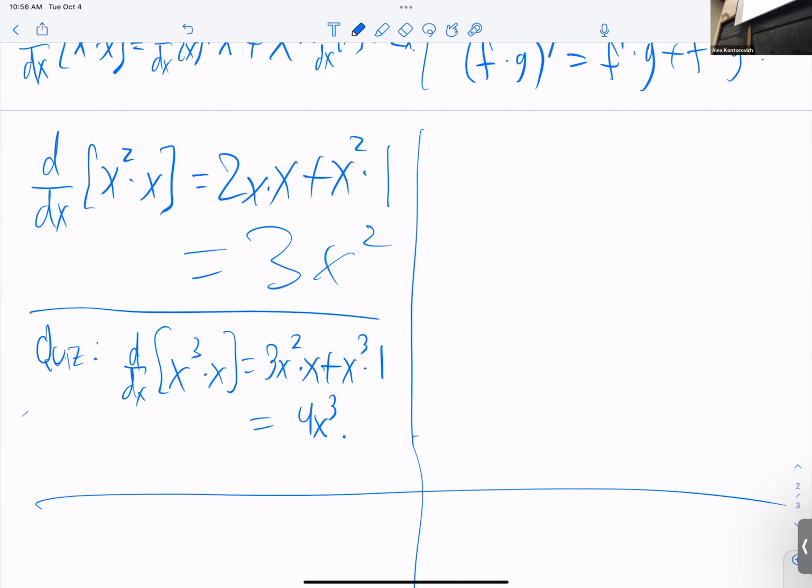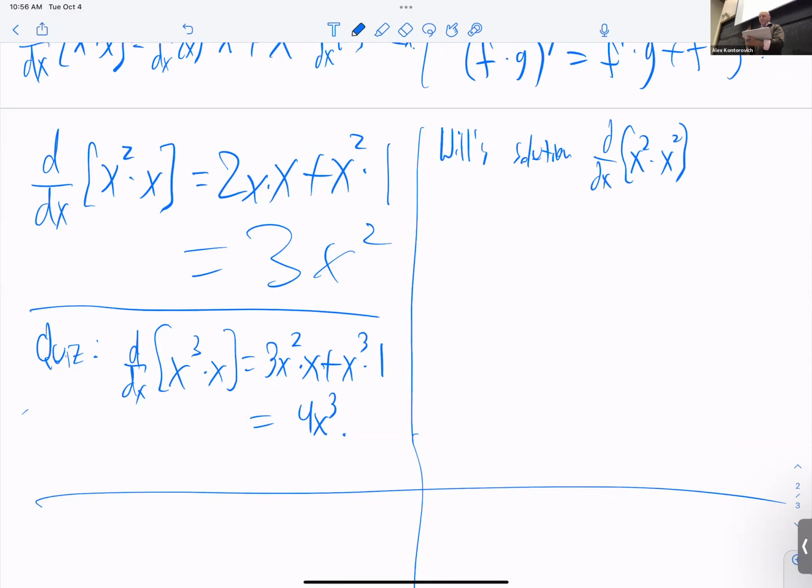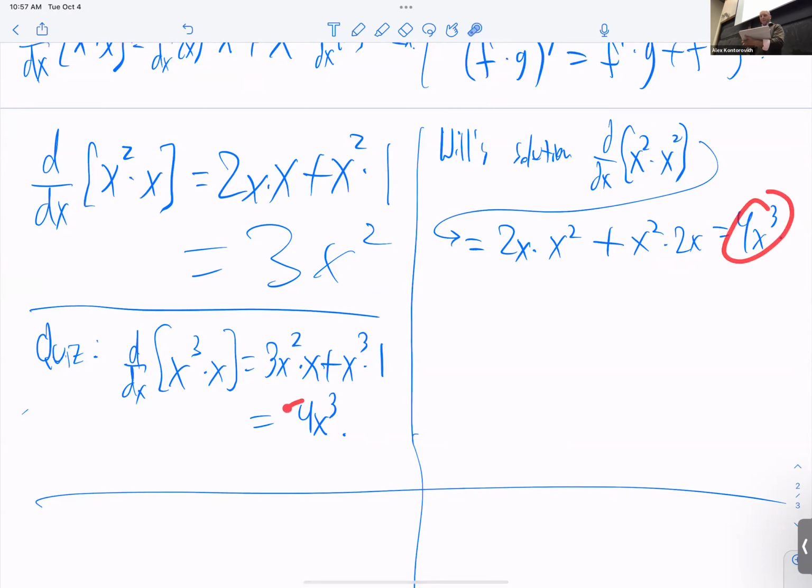Brilliant. By the way, you could have done the same thing. Will has another idea, which is that x to the fourth is x squared times x squared. So Will's solution, which is perfectly fine, is that the derivative of x to the fourth is the derivative of x squared times x squared, plus x squared times the derivative of x squared. I know the derivative of x squared is 2x. We already worked that out. So that's 2x times x squared plus x squared times the derivative of the other x squared, which is 2x. And 2 plus 2 makes 4. So you get the same 4x cubed. Great. Two ways to see the same thing.